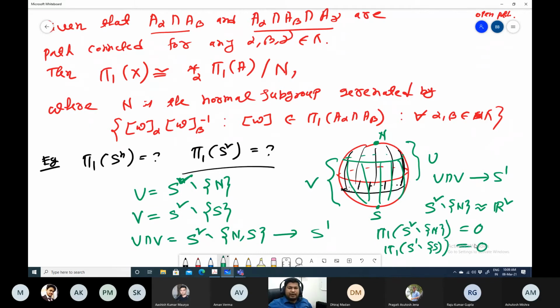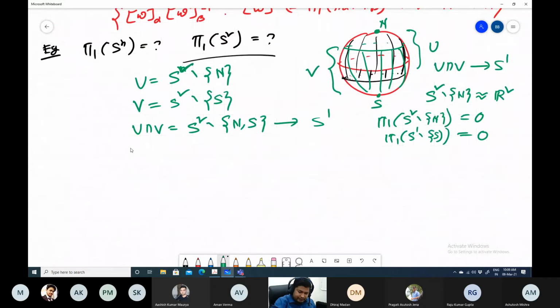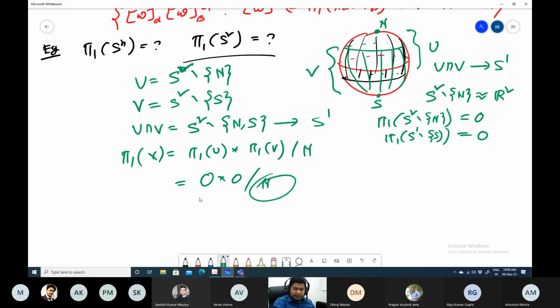So therefore by Van Kampen theorem, we have that the fundamental group pi1 of X is pi1 of U free product pi1 of V quotient with N. But here it is 0 star 0 quotient with N, and that does not matter because that is 0. So you have the fundamental group of S2 equal to 0. That's all.